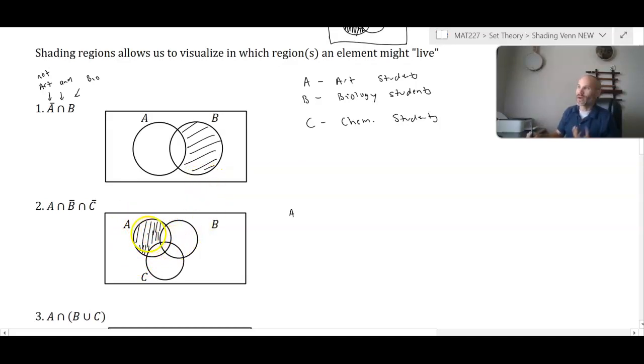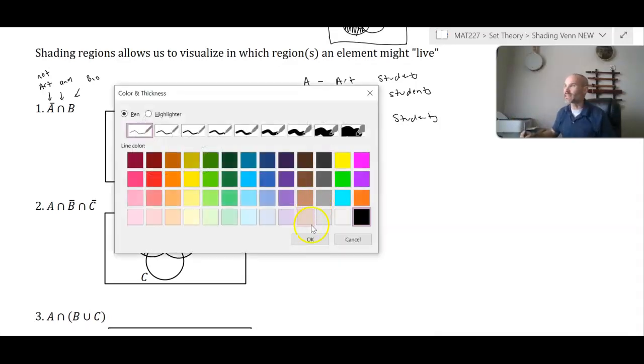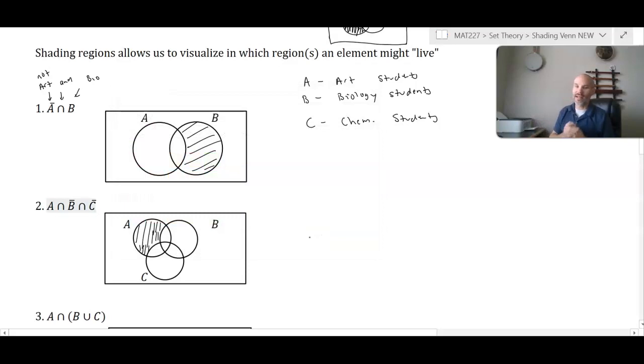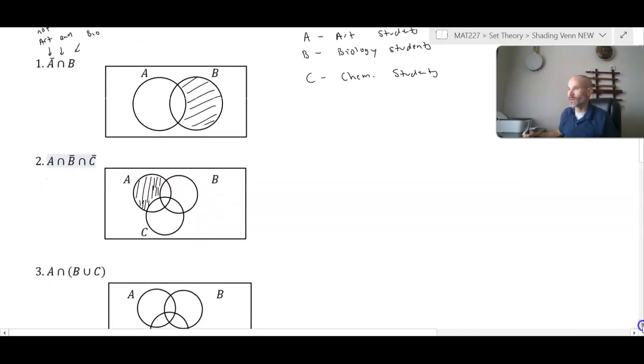So if we want to specify that we want just art students and we know there are 3 different groups of students, we have to say, you are an art student, but you aren't a biology and you aren't a chemistry. That allows us to isolate that region. If you're dealing with multiple sets, you have to state where that element lives with respect to the other sets as well. If we didn't include C in here, then we'd really just have to focus on the circles of A and B and the relationship between them.